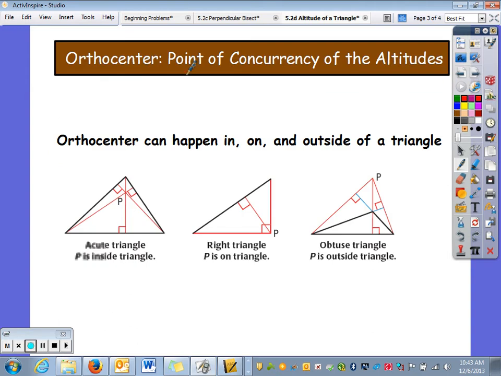Alright, so again, the orthocenter is a point of concurrency, but for the altitudes, there aren't really any theorems that deal with the orthocenter. There's something more advanced when you get into higher level geometry, and if you're really curious, I can show you in class. But again, the orthocenter can happen in, on, or outside the triangle. And notice where the altitudes are on each of these. Sometimes they're on, sometimes they are on the outside, and sometimes they're all in. And then between different types of triangles is where your orthocenter is actually going to intersect.